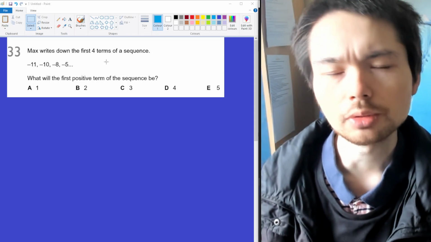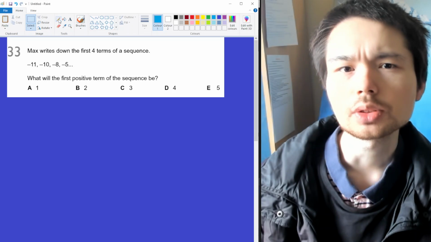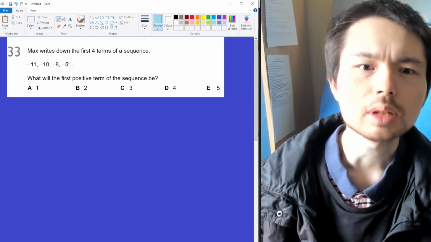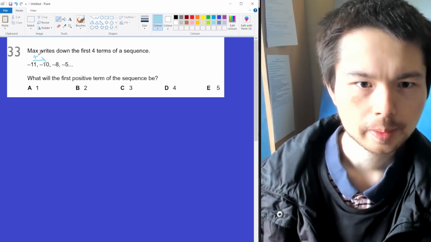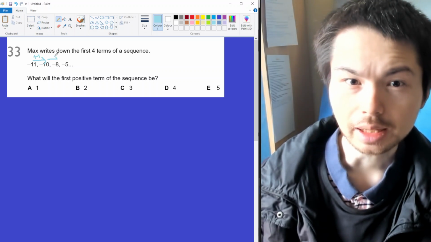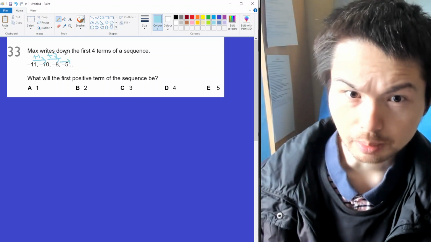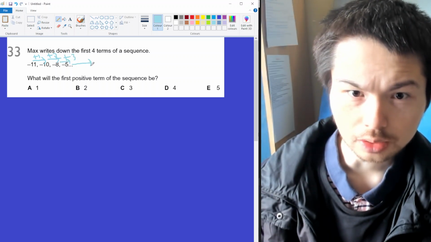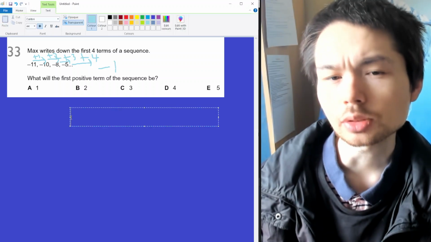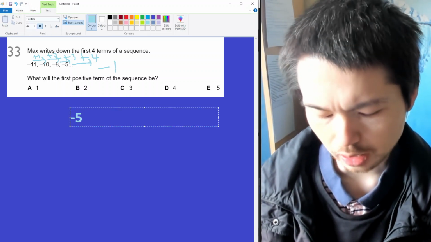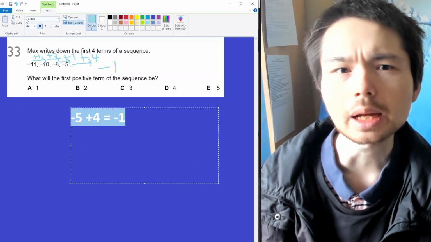Max writes down the first 4 terms of the sequence. What will the first positive term of the sequence be? Negative numbers. Minus 11 to minus 10, that is plus 1. Minus 10 to minus 8, that is plus 2. Minus 8 to minus 5, plus 3, so then we plus 4. That will be minus 1. I'll write that fully. It does look a little bit messy. Minus 5 plus 4 equals minus 1. Let's make the text bigger.